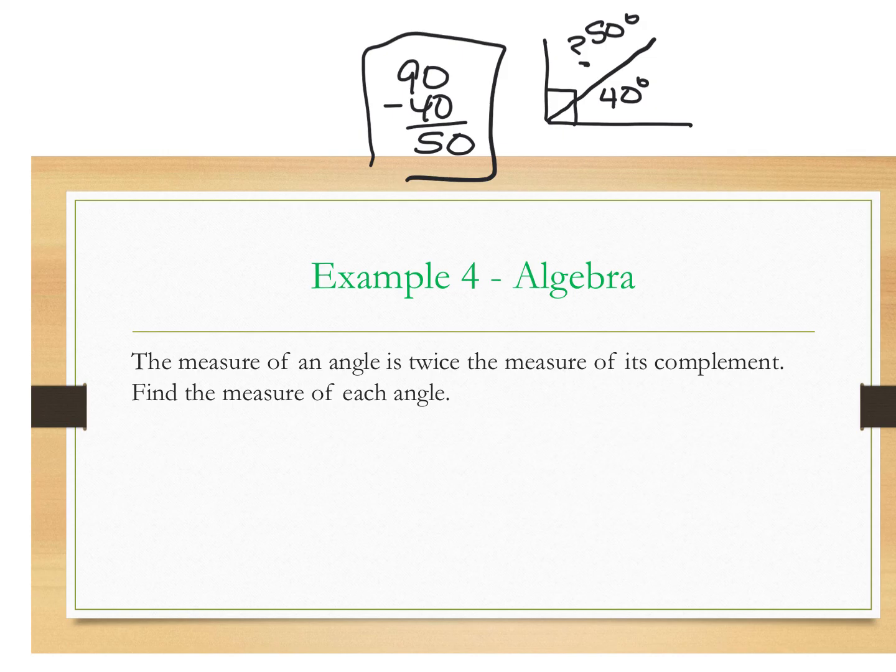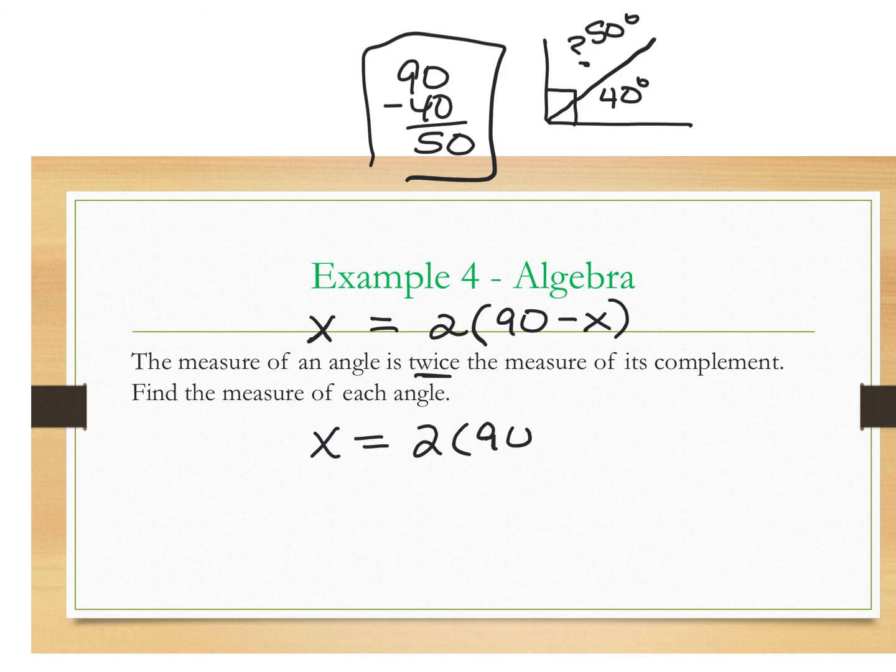So here it says the measure of an angle, so I'm going to call that x, is twice, so that's 2 times, the measure of its complement. So remember, to find an angle's complement, we're going to do 90 minus the angle. This is going to be the equation that I'm going to solve. If it were supplementary, instead of 90 there, I would have 180.